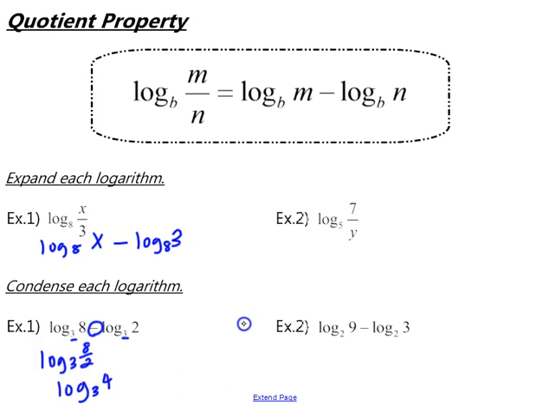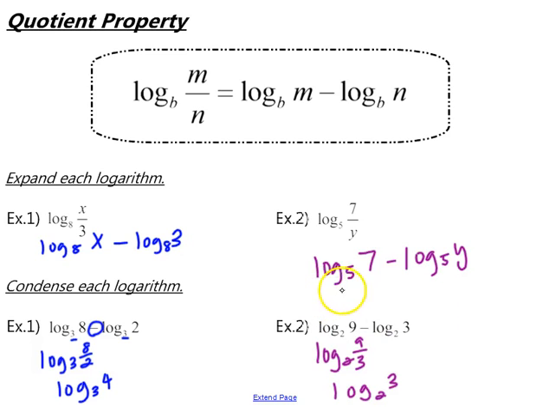Now I want you to pause, try example 2 from expanding and condensing, and then check back with me when you're finished. Hopefully you got log base 5 of 7 minus log base 5 of y for example 2 in expanding, and for example 2 in condensing, hopefully your final answer was log base 2 of 3.